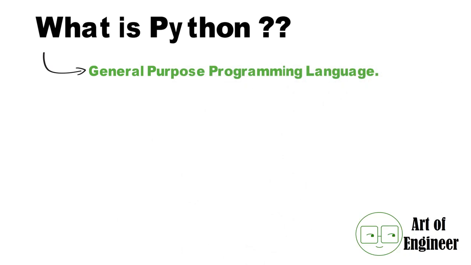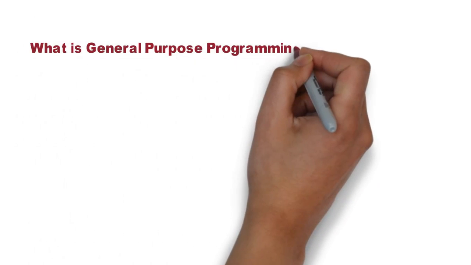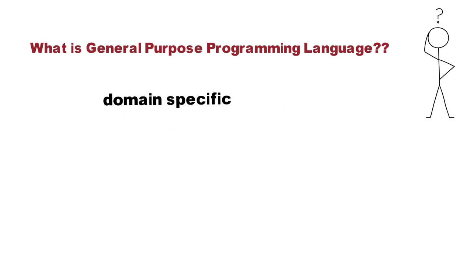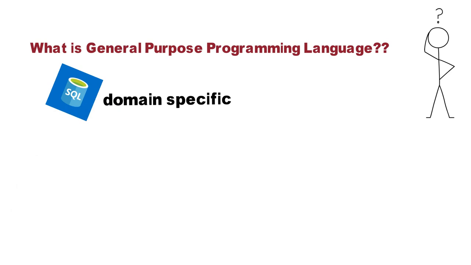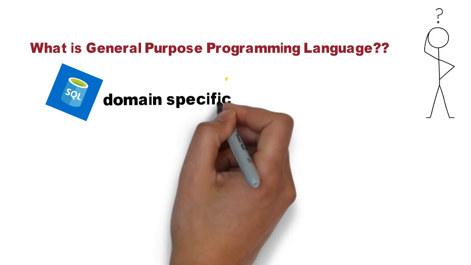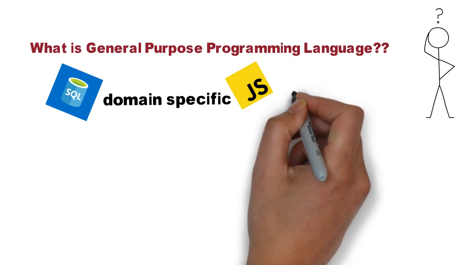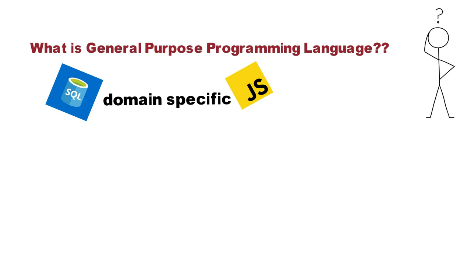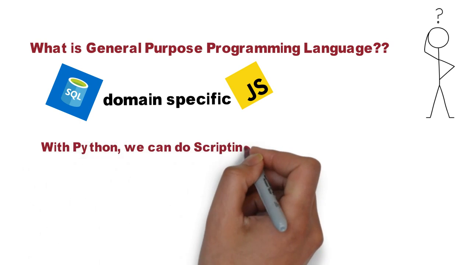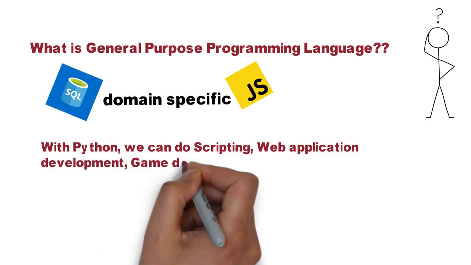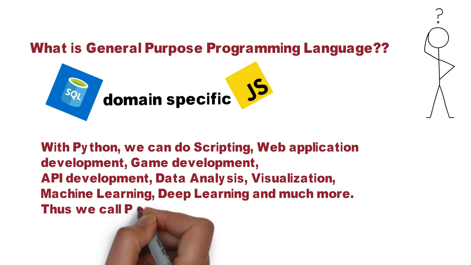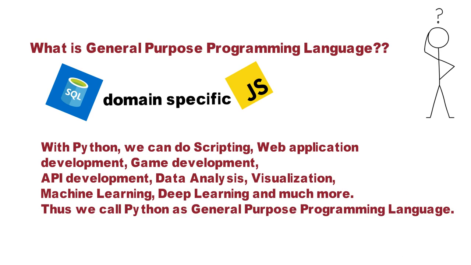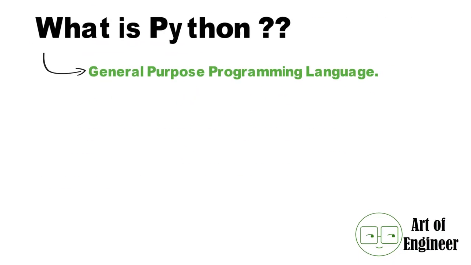So what is a general purpose programming language? There are some languages which are domain specific. Let's say, for example, SQL or structured query language. SQL is used only to query the databases. Or JavaScript, which is used only in the client-side scripting in the browsers. But Python is not domain specific, which means we can do scripting, web application development, game development, API development, data analysis, visualization, machine learning, deep learning, and much more. Thus we call Python a general purpose programming language.